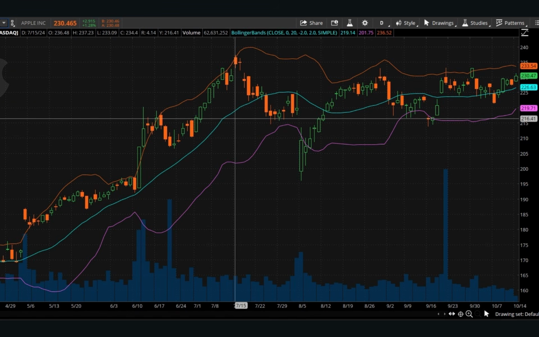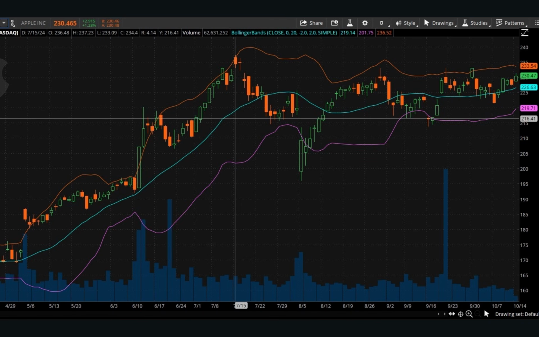So here we have a chart of Apple, and this is their daily chart. As you can see, for the most part, the stock price of Apple has stayed within the range of the Bollinger Band. During the few times where it has exceeded the Bollinger Band, you can see that it quickly reverts back to the inside of it. And even over here, when it came below the Bollinger Band, it quickly reverted back inside of it as well.